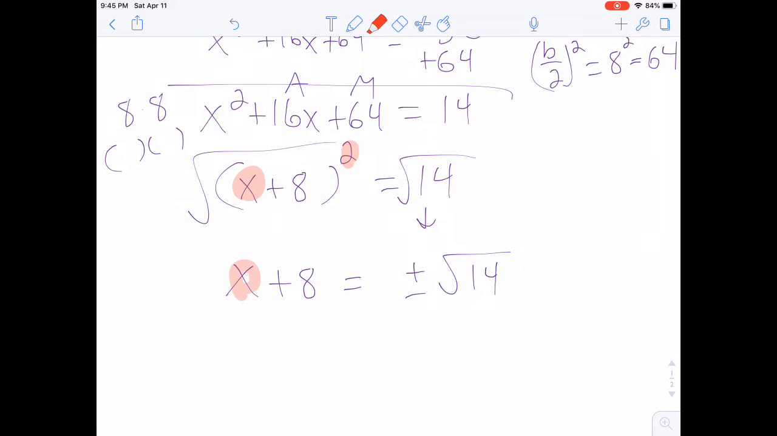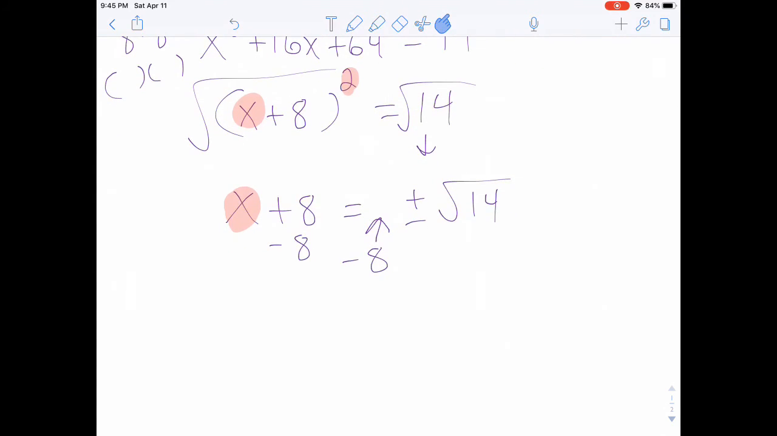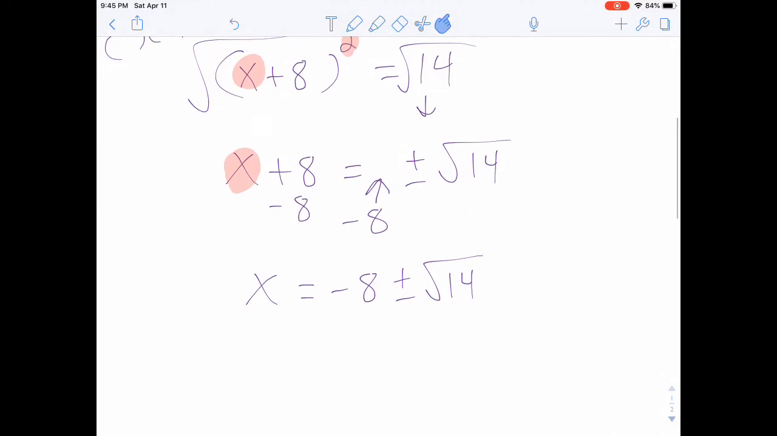Again, I'm trying to get x by itself. So I'm going to subtract 8 from both sides. And I remember I said put this number in front of the plus and minus sign. Okay, so on the left-hand side, I'm left with x equals negative 8 plus or minus the square root of 14. Okay, so is 14 a perfect square? No. Do I have any perfect square factors of 14? No. So this is my final answer.